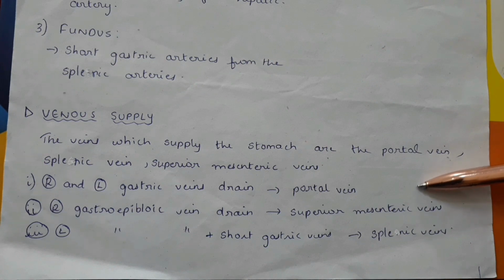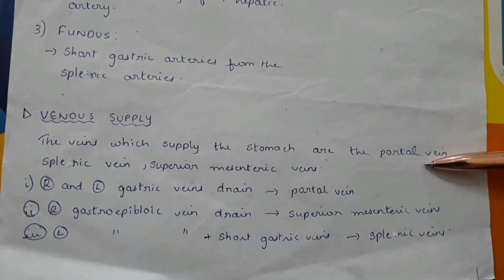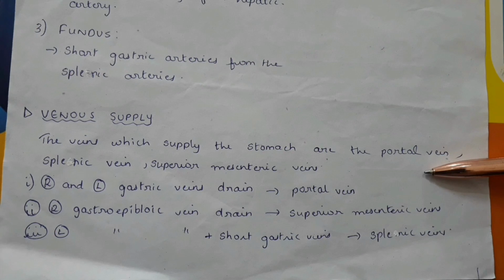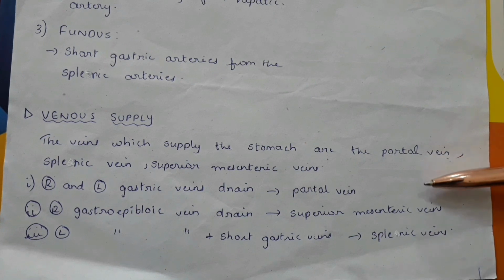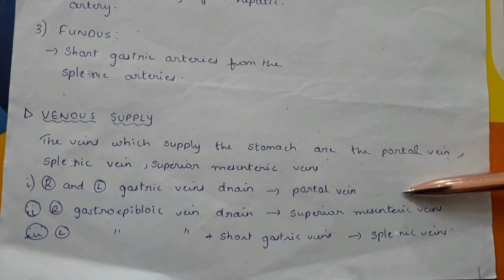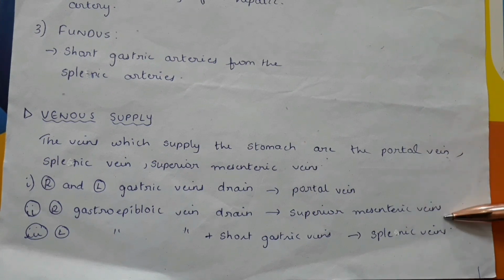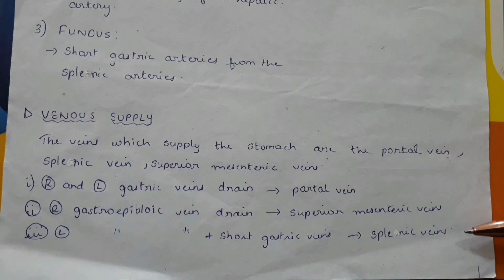Venous drainage of the stomach. The veins which drain the stomach are the portal vein, the splenic vein, and the superior mesenteric vein. The right and the left gastric veins drain into the portal vein. The right gastroepiploic vein drains into the superior mesenteric vein, and the left gastroepiploic vein plus the short gastric veins drain into the splenic vein.